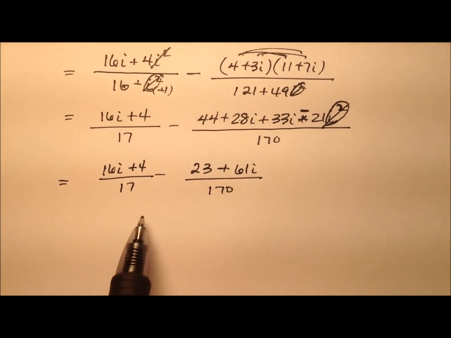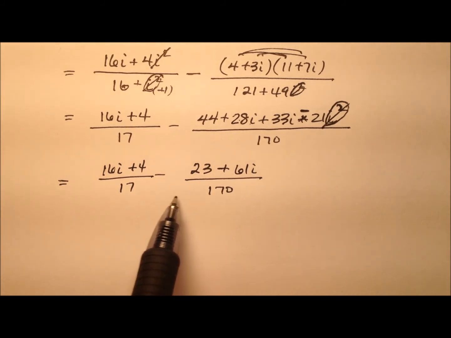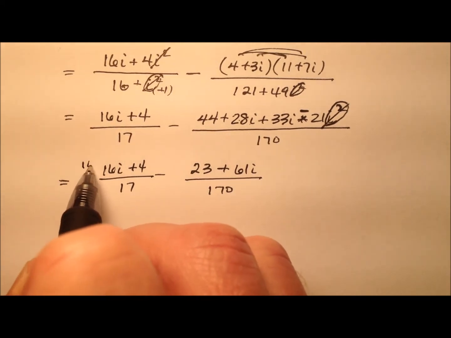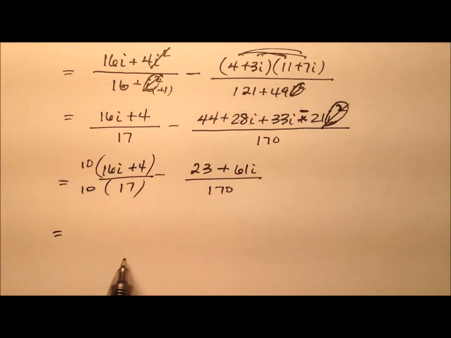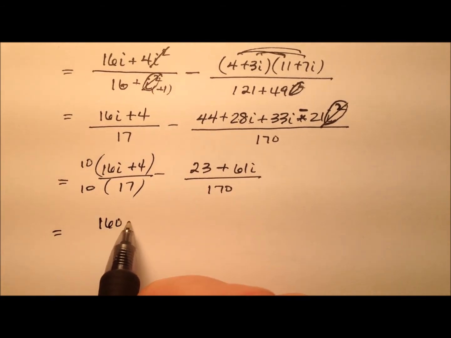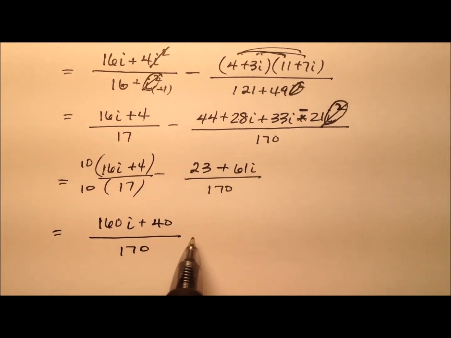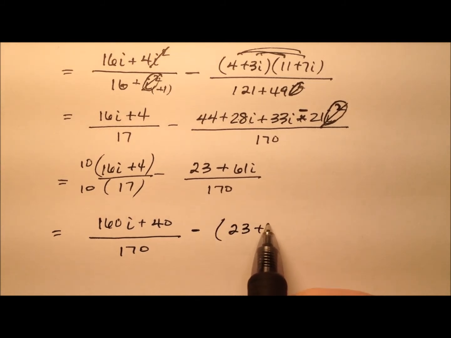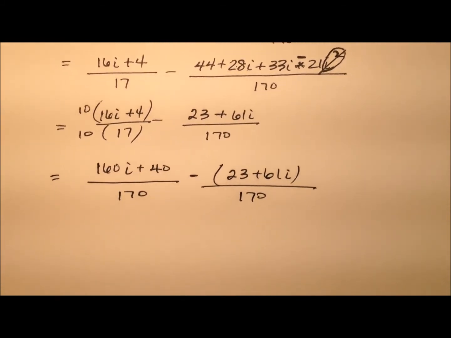So at this point we see that we no longer have complex numbers in the denominator, which was good, but we have 17 and 170, so in order to get common denominators between these two, I need to multiply this fraction by 10 on top and bottom. So I'll end up with 160i plus 40 all over 170 minus, and then I'm going to go ahead and put these in parentheses right here, and that's all over 170.